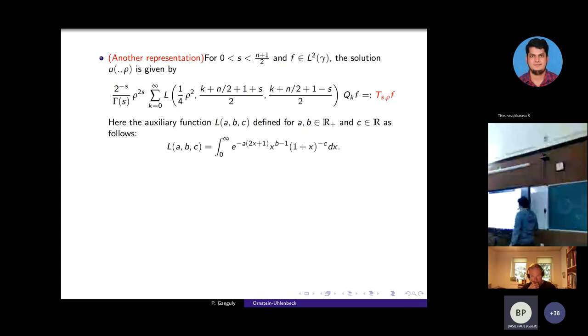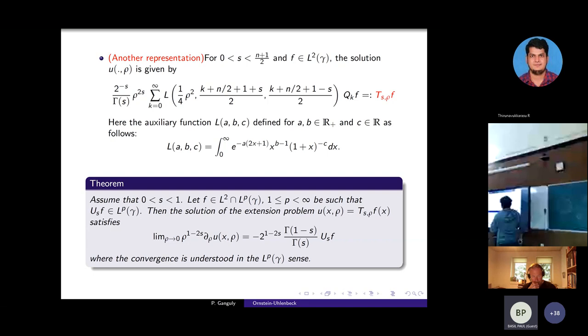Now we have this theorem. If s is between 0 and 1 and f is from L2 intersection LP, then if you take the rho derivative and multiply with rho to the power 1 minus 2s, then modulo a constant, that will give us the fractional power we are interested in. So this much is needed to study the Hardy inequality.